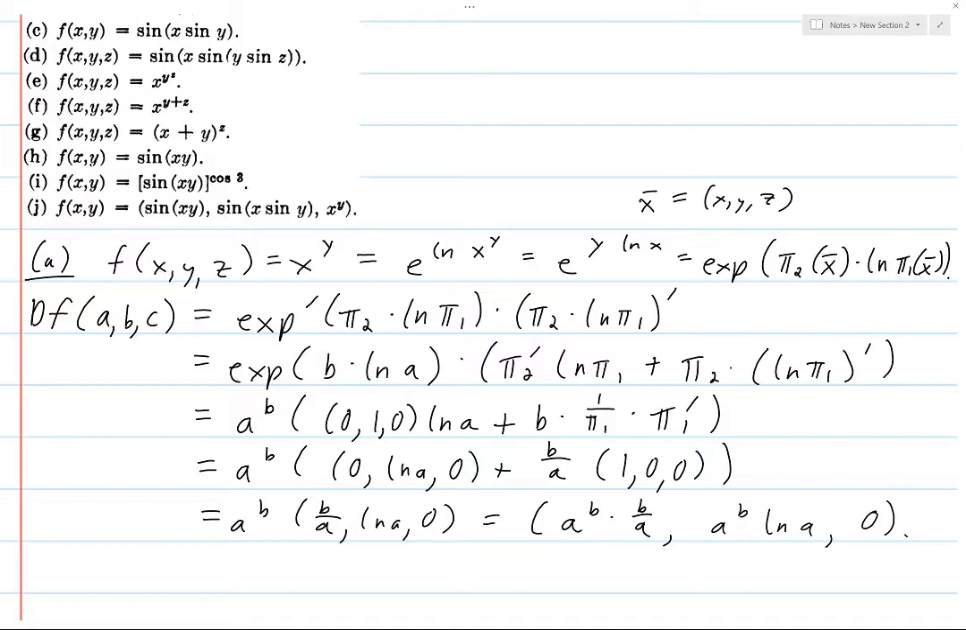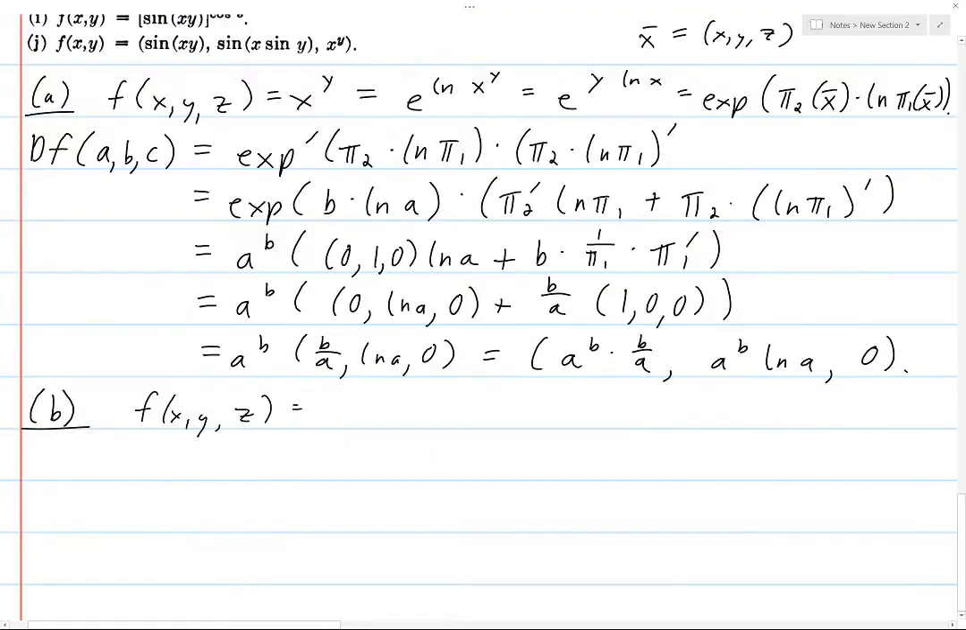And then let's just do b as well, because b follows very quickly. This is what we have to do for b. b is f of x, y, z, which will be x to the y, comma z. Okay, so the way this works is that when we take the derivative of f, again evaluating at (a, b, c), this is going to be a matrix.